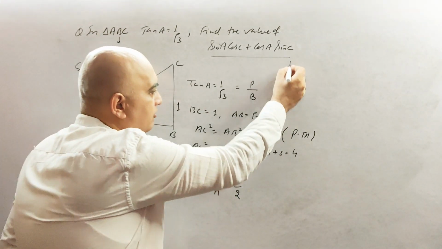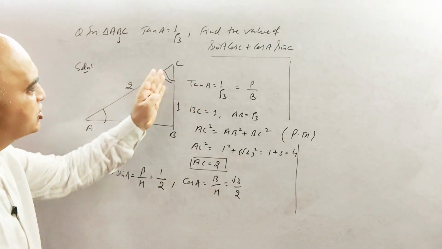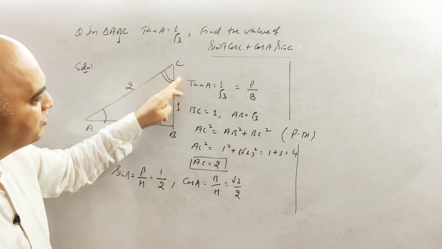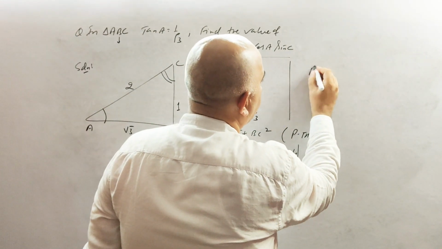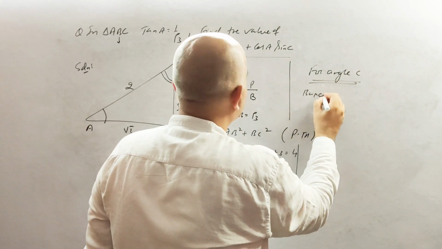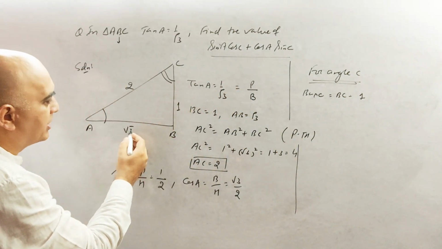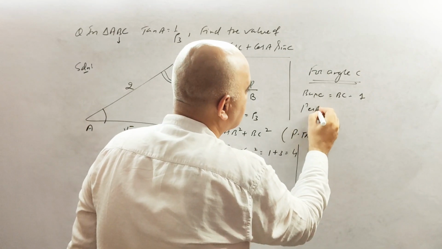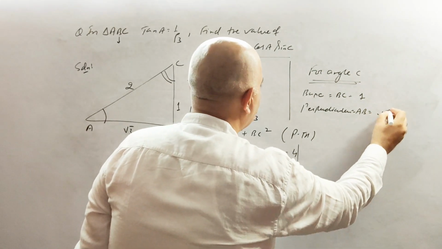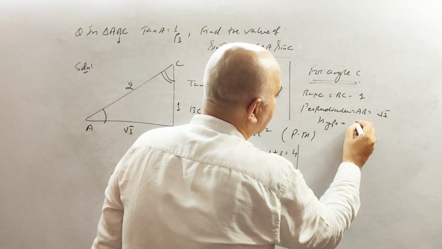In the same way, if you are taking C as the measure, then this becomes the base, because this measure is with respect to this base. So we are taking BC as the base for the angle C. You should write it: for the angle C, the base is BC, that is 1. And what is the perpendicular? Perpendicular is AB, that is root 3. And with respect to C, this is our hypotenuse, that is 2. Hypotenuse is the same for both the cases, that is 2.